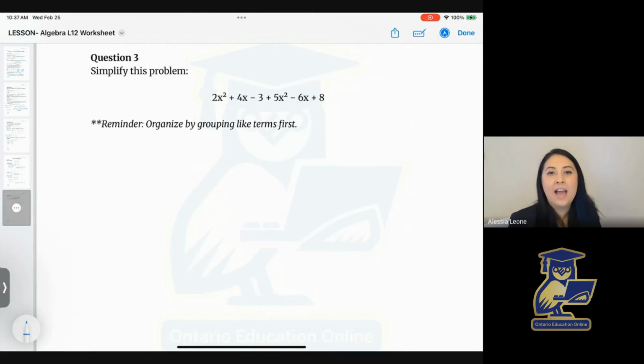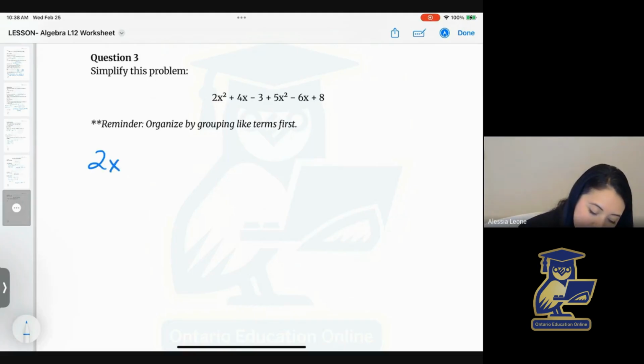This one has everything. It has our exponents. It has our polynomials. It has like terms. So we are going to take it slow. We are going to stay organized. And we are going to simplify this problem. The first thing we want to do is group all of our like terms. Remember, our like terms have exactly the same matching variables.